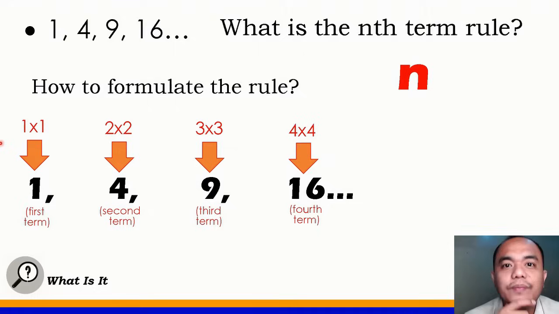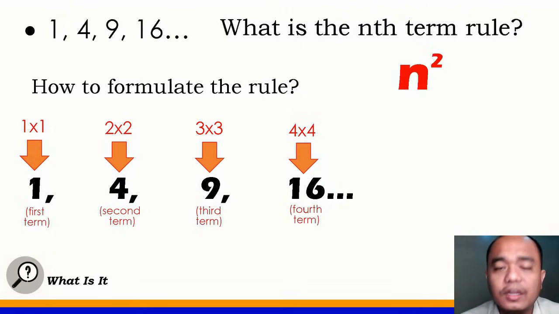Yes! Very good! We can square it. Pwede nating i-multiply sa kanyang sarili. We multiply the number by itself. This is 1 times 1, take note that 1 times 1 can be written also as 1 squared. 2 times 2 could be written also as 2 squared. 3 squared and 4 squared. So meaning, we will just square n to get our n term rule for this sequence. So that is our n term rule now.